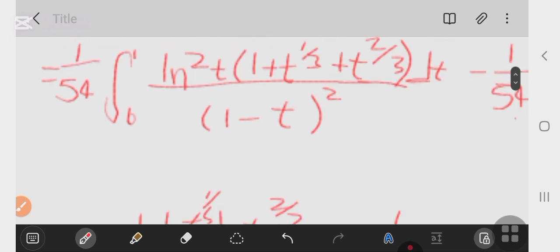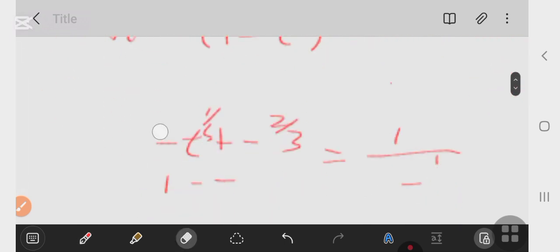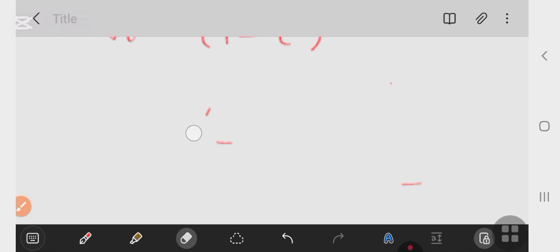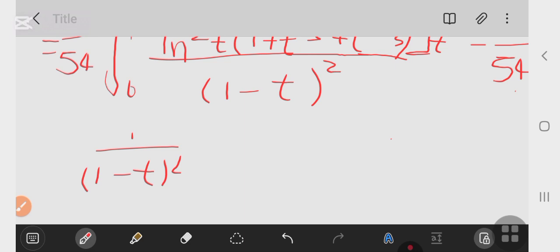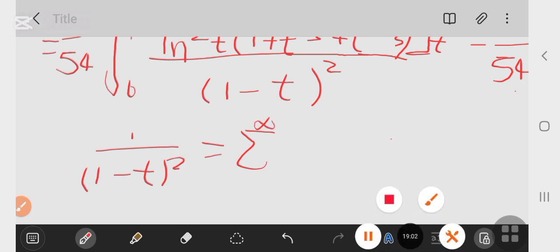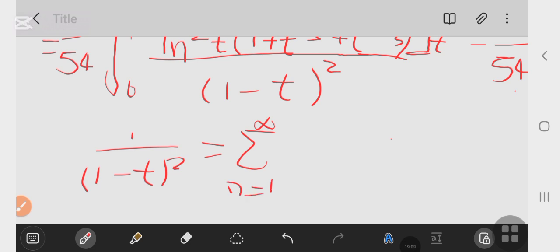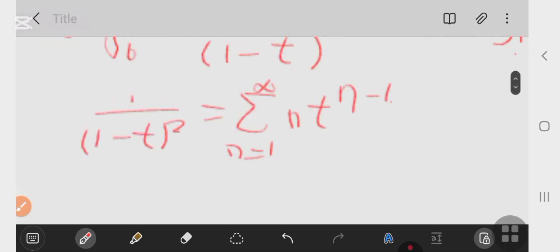Now remember what I did in the previous step, as step 1 of this solution. I made it known to you that 1 over 1 minus t squared is equivalent to the sum to infinity of n starting from 1 all into n times t raised to the power n minus 1. So we've already known this, so I'm going to apply it now.